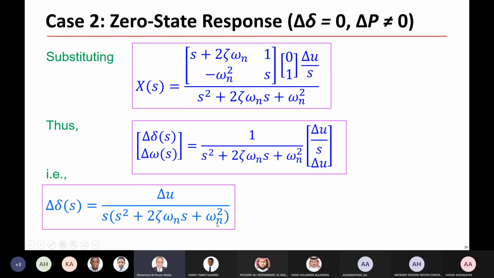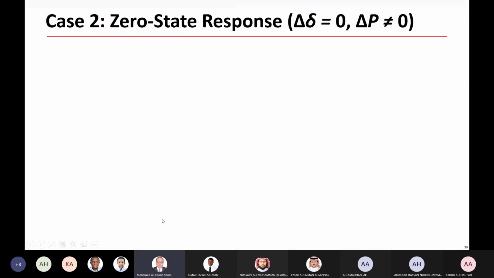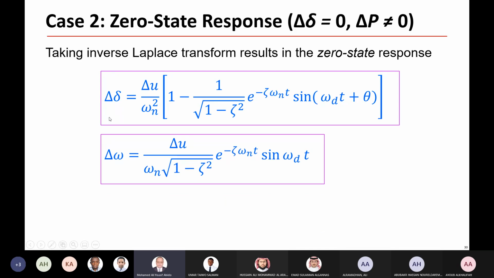This is delta u over the characteristic equation, and then you have delta omega of s equal to this. And if you take inverse Laplace transform, you end up with delta delta of t equal to the step change. How much is the change in mechanical power? This is actually a function of mechanical power. This is by f0 over H times delta P. This delta u equal to this.